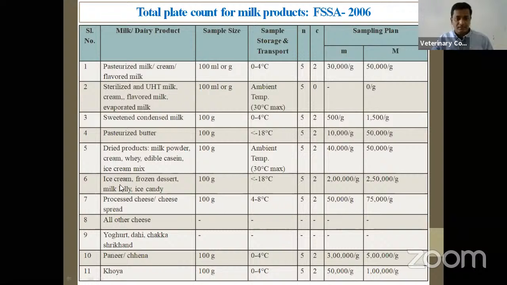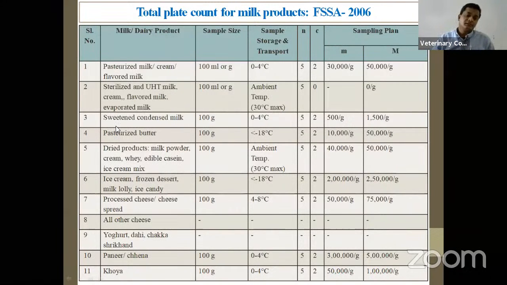There are 11 parameters in India: pasteurized commodities such as milk, cream, or flavored milk; sterilized commodities such as UHT milk; sweetened condensed milk; pasteurized butter; dried milk products such as milk powder, cream, whey, edible casein, or ice cream mix. Then these are all the cold items: ice cream, frozen dessert, milk lolly, and milk candy. Seventh, processed cheese or cheese spread, and other than processed cheese and cheese spread, all other types of cheeses. Eighth, yogurt, dahi, chakka, srikhand, fermented products. Paneer or chana, coagulated products. Khoya is a heat coagulated product.